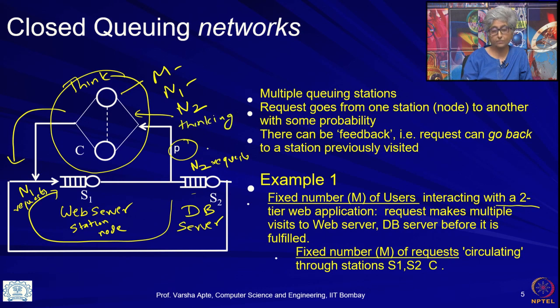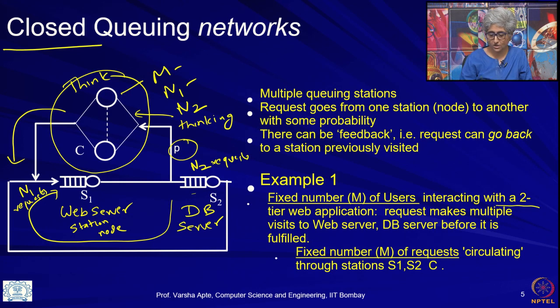meaning they are back at the user, and the users are thinking or reading the response, and at the end of that they will issue the next request. So, this is a very important thing: the number of requests circulating in the system will remain fixed, and that is precisely why we call these queuing networks closed queuing networks. So, this is one example under which closed queuing networks arise, and closed queuing networks make sense.